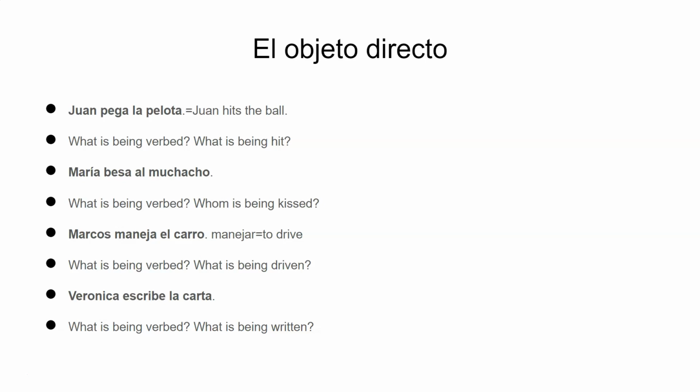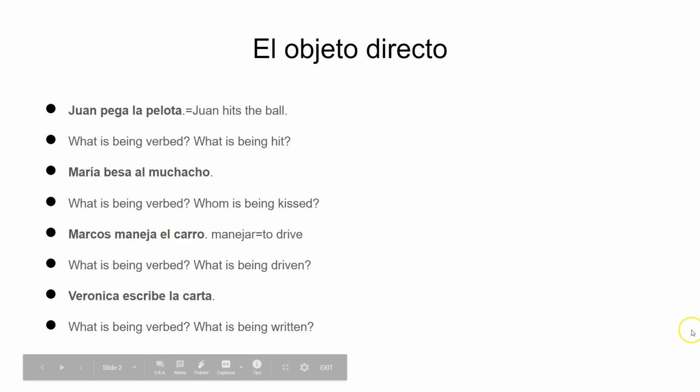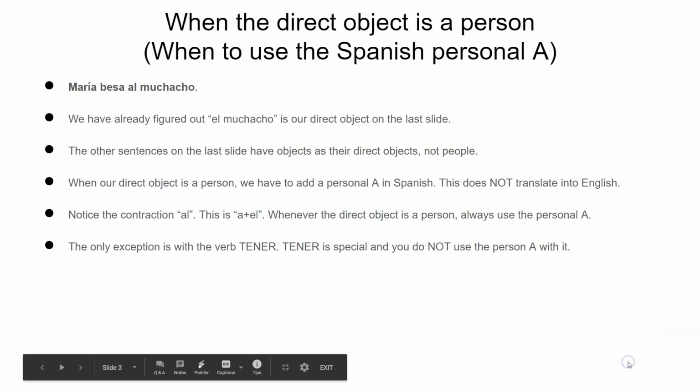María besa al muchacho. What is being verbed? Whom is being kissed? El muchacho. Marcos maneja el carro. What is being verbed? Or what is being driven? El carro. That's the direct object. Verónica escribe la carta. What is being verbed? Or what is being written? La carta. So that's how you find the direct object.